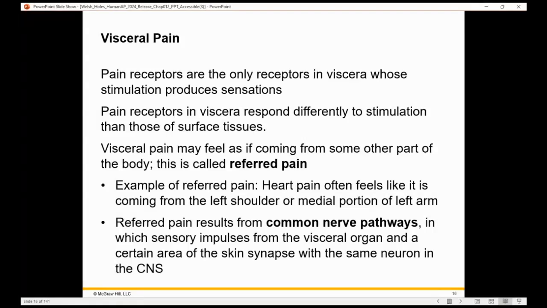Examples of referred pain include heart pain, which often feels like it's coming from the left shoulder or medial portion of the left arm. Referred pain results from common nerve pathways in which sensory impulses from the visceral organs and certain areas of the skin synapse with the same neuron in the central nervous system.